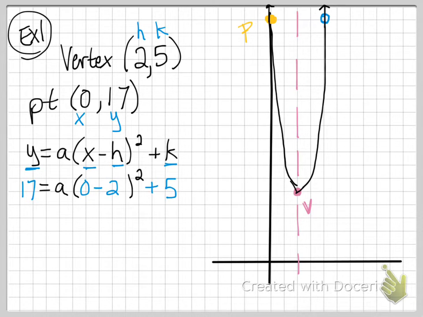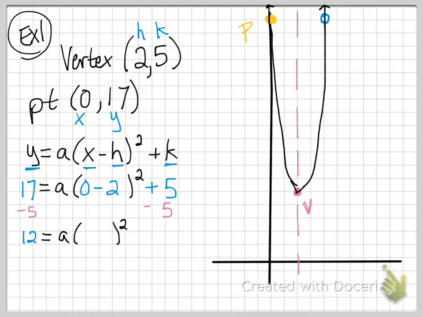Okay, so now I've got to solve for a, but things are messing with you. I see this plus 5. Guess what? Move it to the other side so I can get a by itself. So it's minus 5. So 17 minus 5 is 12. Well, that's easy enough, right? Okay, so I got 12 equals a.